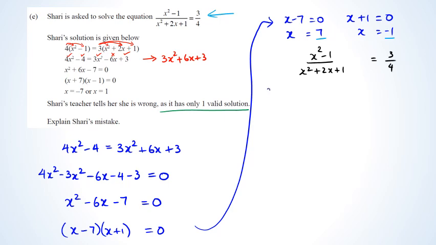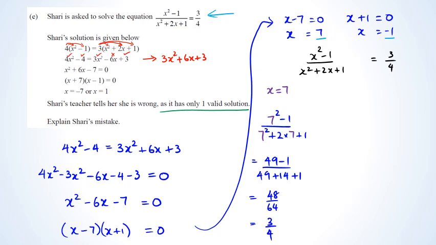The first step is I put x equals 7 and show you guys what happens. So I've got 7 squared minus 1 divided by 7 squared plus 2 times 7 plus 1. When I do this, I get 49 minus 1 divided by 49 plus 14 plus 1, and this is 48 over 64. This can be simplified to 3 over 4. So for x equals 7, it actually works.